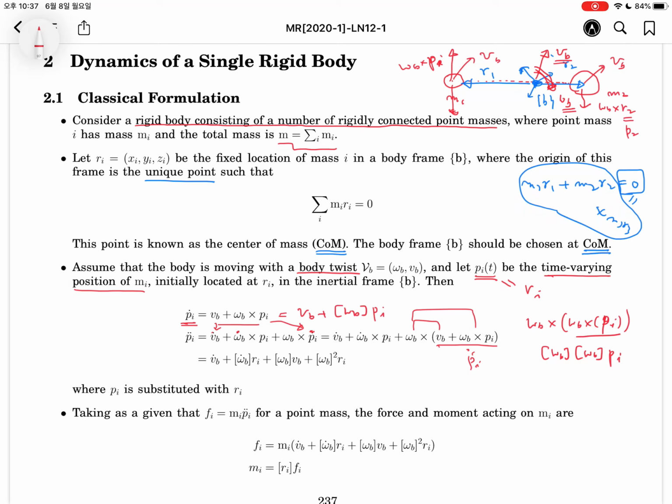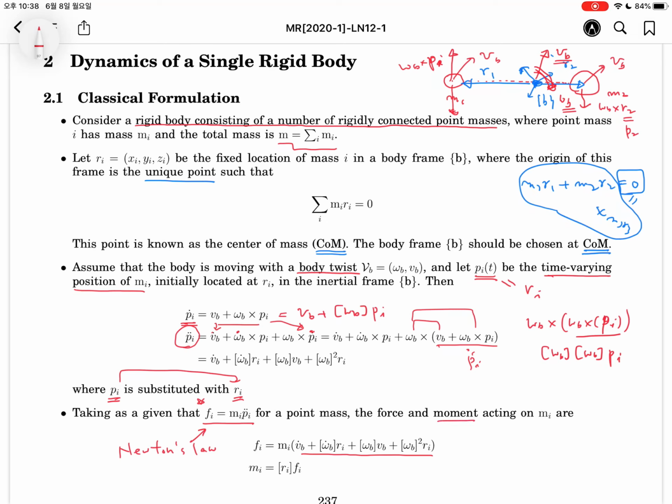Okay, in here the pi is replaced with the Ri all the time. It can be used interchangeably. Okay, taking a value that the Fy, maybe you know that this is Newton's second law. So once we obtain the linear acceleration, then we can write down this equation. Okay, so let's obtain it.